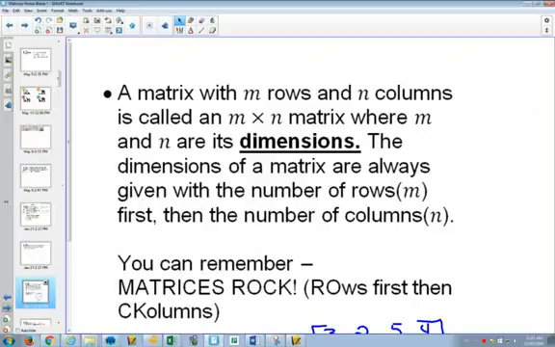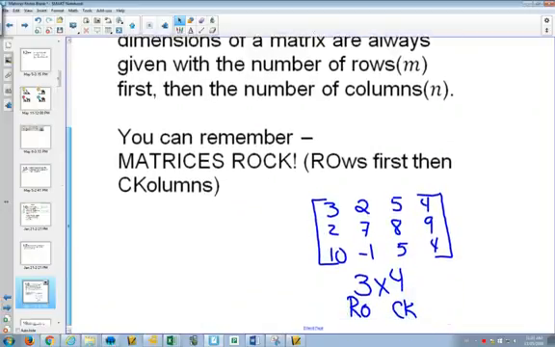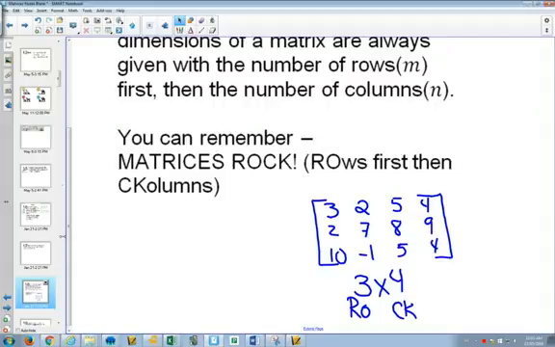So for example here, your dimensions are always the number of rows by the number of columns. And if you just really like matrices and think of the slogan, Matrices Rock, then you'll always remember it. Because you've got rows first, then if you spell columns that way, you have columns next, Matrices Rock, and then you'll always remember which to put first. So this one has 3 rows and 4 columns. Columns, that's how you have to say that. Help you remember. And then that'll be a 3 by 4.